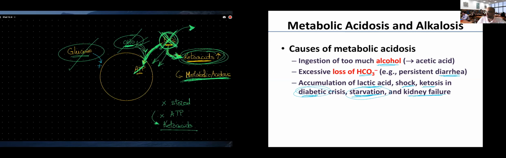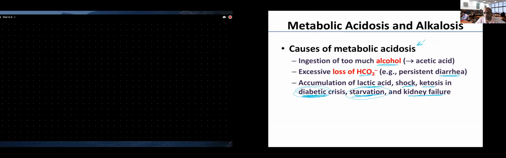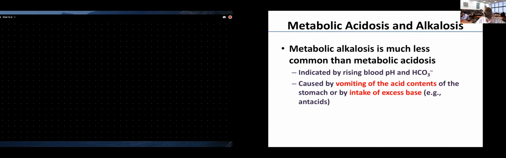And that's why diabetic patients, especially type 1 diabetic patients, might develop diabetic ketoacidosis. Diabetic ketoacidosis is a type of metabolic acidosis. Clear? Questions? Any questions?